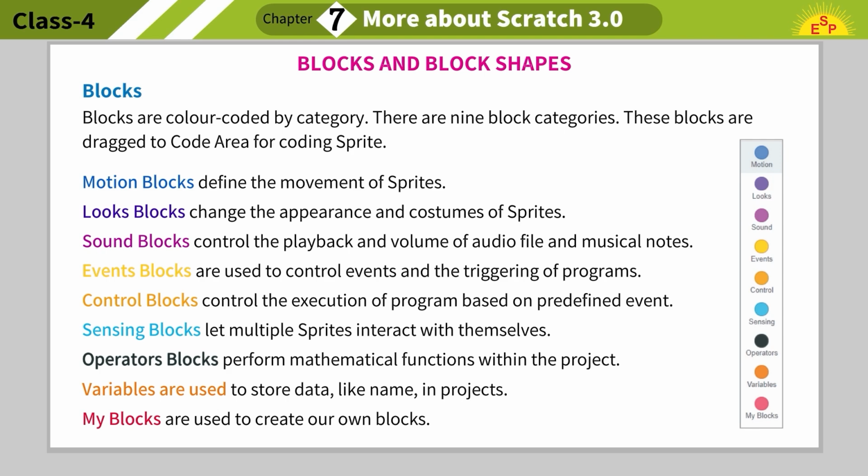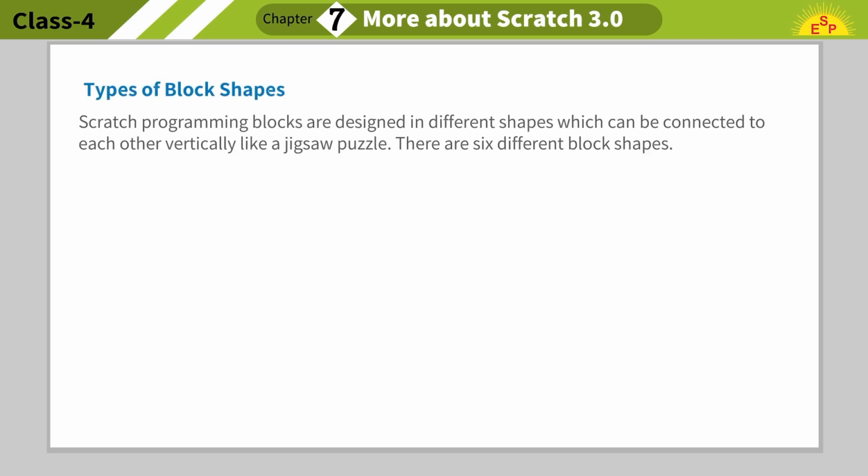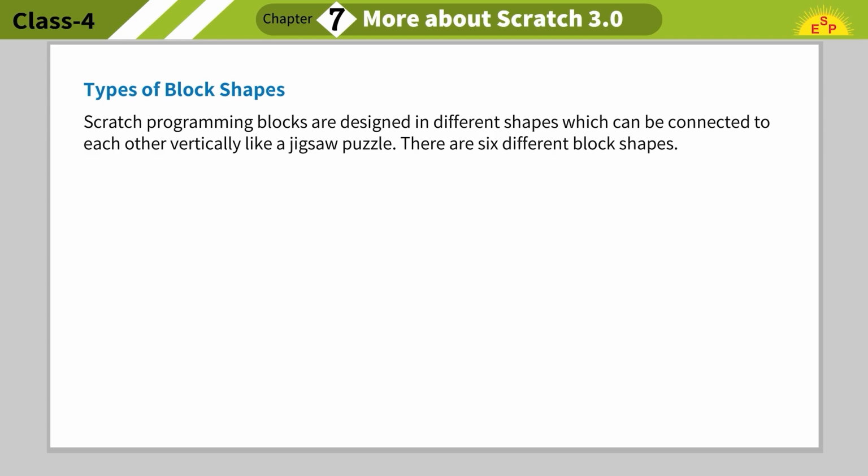Variables are used to store data, like name, in projects. My blocks are used to create our own blocks. Types of block shapes. Scratch programming blocks are designed in different shapes which can be connected to each other vertically like a jigsaw puzzle. There are 6 different block shapes. Let us read them one by one.